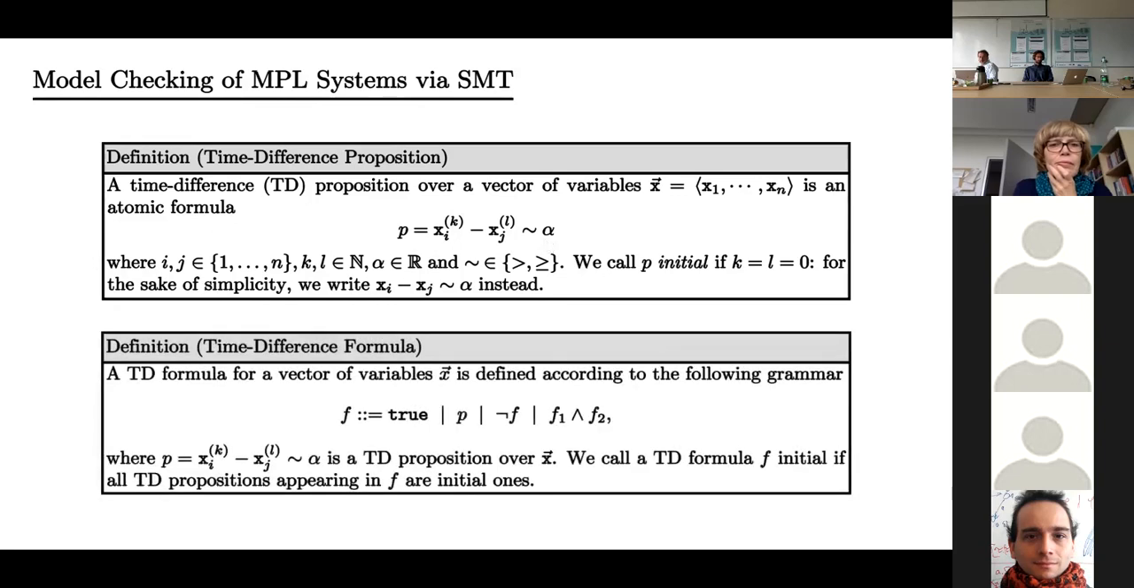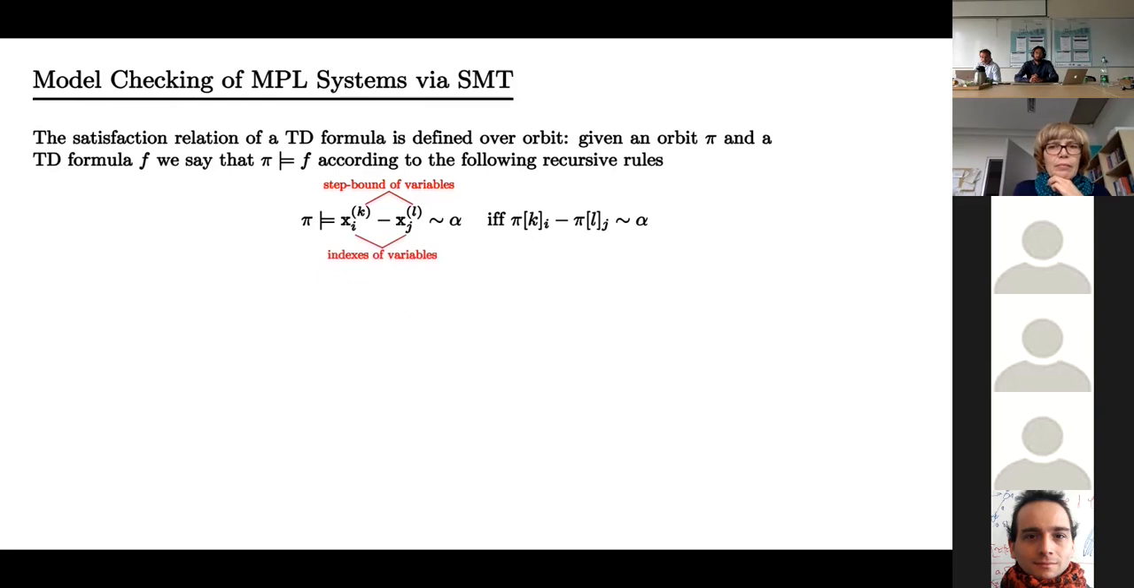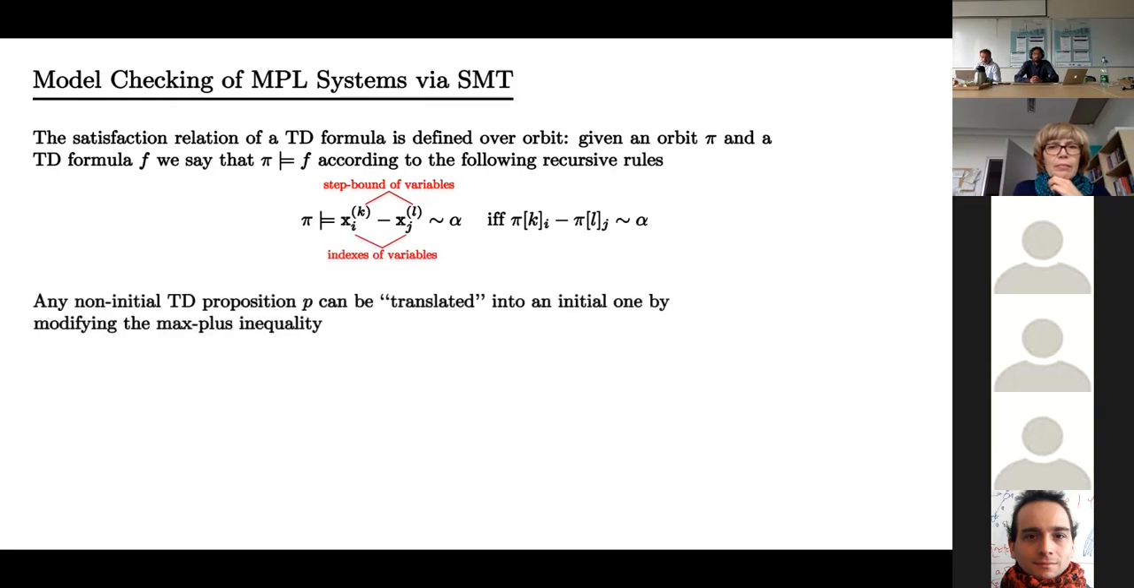From the TD proposition, we can define a TD formula according to the following grammar. Again, a TD formula is initial if all appearing TD propositions in F are initial ones. The satisfaction relation of a TD formula is defined over an orbit of an MPL system according to the following recursive rules. In a TD proposition, the superscript here simply represents the step bound of the variables, while the subscripts are the indexes of variables.